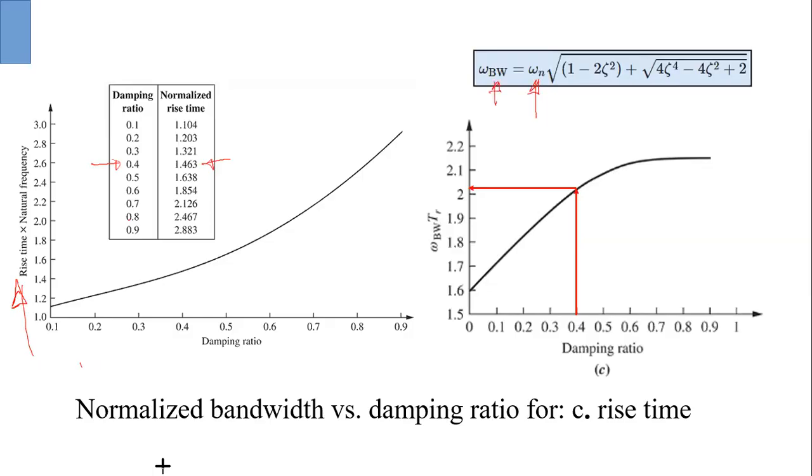So in that case, say your rise time is 0.2. What will be your natural frequency then? Natural frequency omega n will be 1.463 divided by 0.2. So now you know the natural frequency, and you already know zeta is 0.4. If you put it here, then you're going to find the corresponding bandwidth, which will be approximately 2.01, as it is shown here. So this is how you're converting this curve into this curve to find the relation between your bandwidth and the rise time.